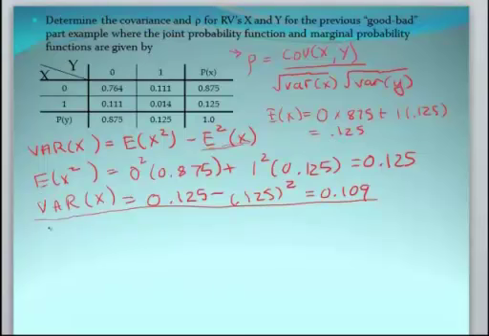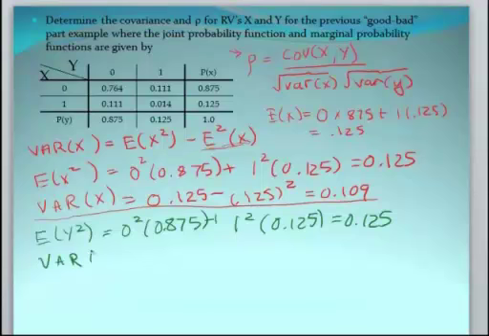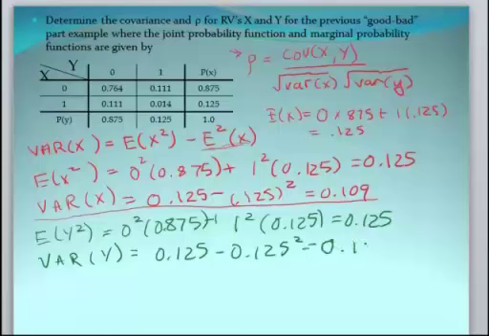Now, likewise, if we pull the same trick and look at the expected value of y squared, it's going to be 0 squared times 0.875 plus 1 squared times 0.125, and that's going to be 0.125 again. And just as we did before, the variance of y is going to be 0.125 minus 0.125 squared, and that's 0.109, just as we might think it would be.